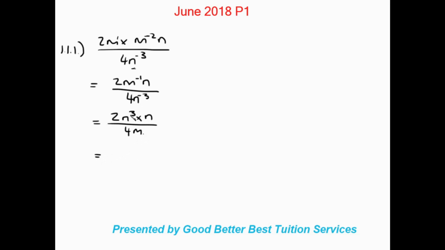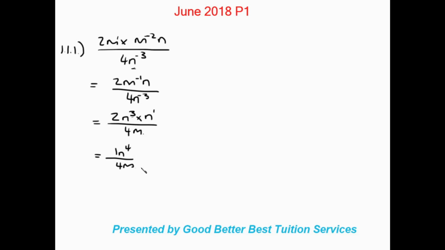In our final step, we can also simplify this fraction. We have 2 over 4. We have to find the lowest common factor, which is going to be 2. So we'll divide 2 into both of these. Then we can add in our letters next. We have n to the power of 3 times n, so we're adding the exponents and we get n to the power of 4.